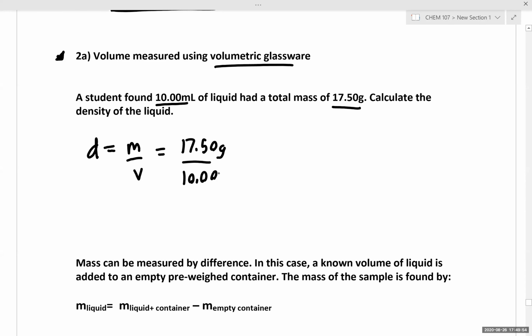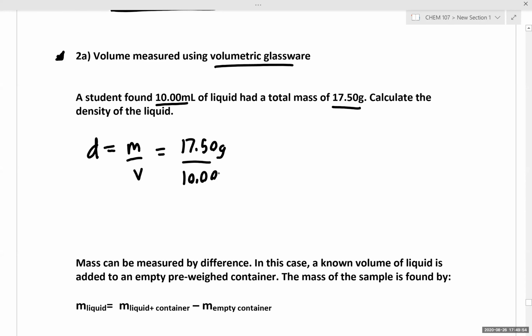So let's discuss this example. We write out our density equation. Density is equal to mass over volume. To calculate the mass of our sample, we take the mass of our beaker plus our liquid minus the mass of our empty beaker. So we follow our subtraction rules. We care about decimal places. Each of these numbers has 3 decimal places, so our final answer should also have 3 decimal places.